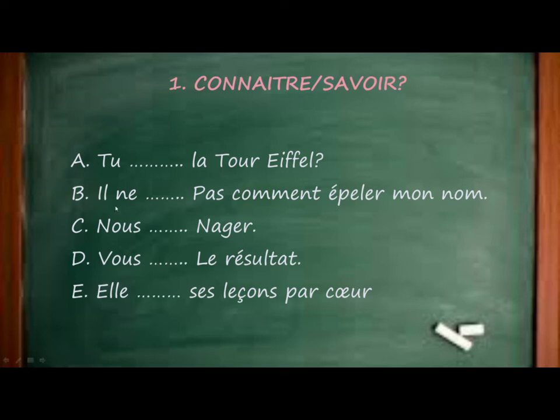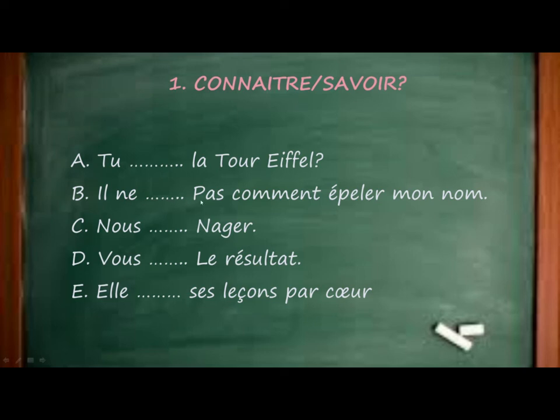Il ne dash pas comment épeler mon nom. Épeler, which means to spell. Spell my name. How to spell my name. So here, you got a verb. Do not consider the comma. Even if you remove this comma, the meaning of the sentence doesn't change. We'll be using the verb savoir because you got an infinitive form.